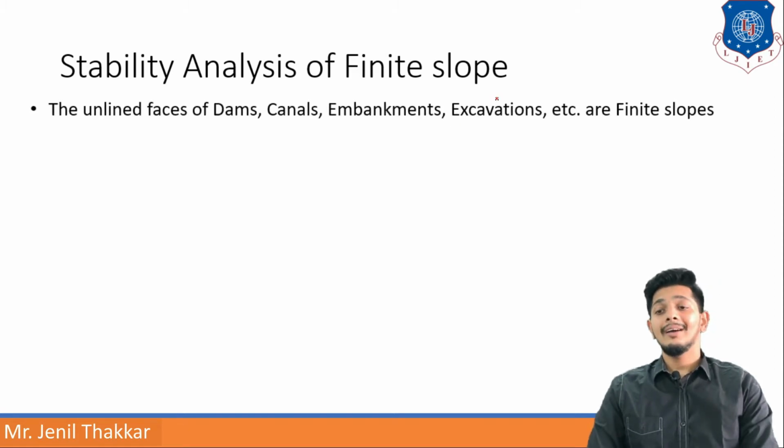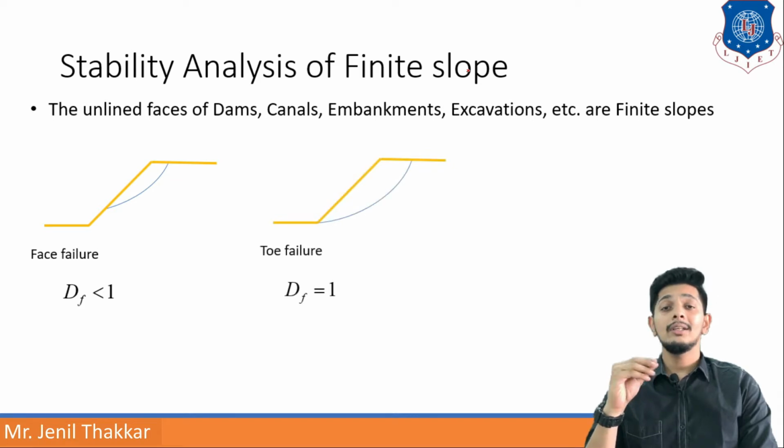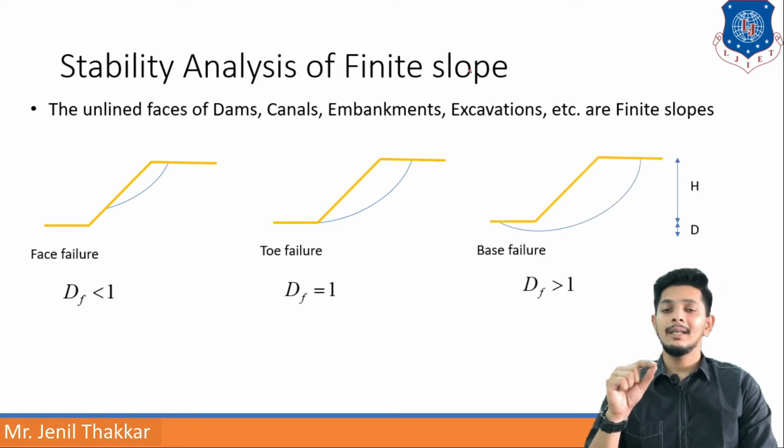On the field, unlined faces of dams, canals, excavations as well as embankments are known as finite slopes. For finite slopes, 3 types of failures generally happen. First, there is face failure. In case of face failure, the failure plane passes through the slope above the toe, as you can see in the picture, whereas in toe failure the failure plane will pass from the toe, and in base failure the failure plane will pass from below the toe, so it will break your whole slope.